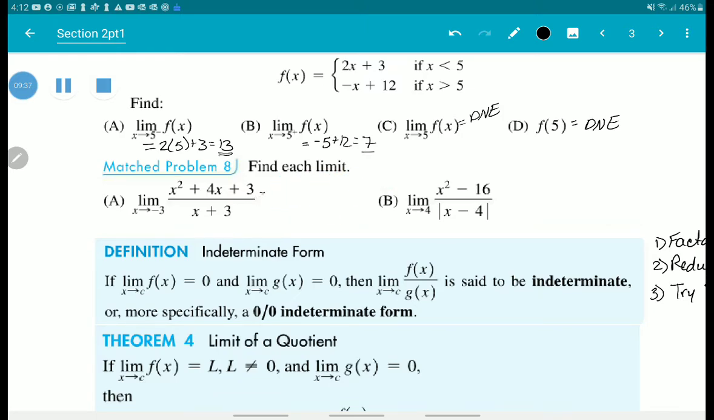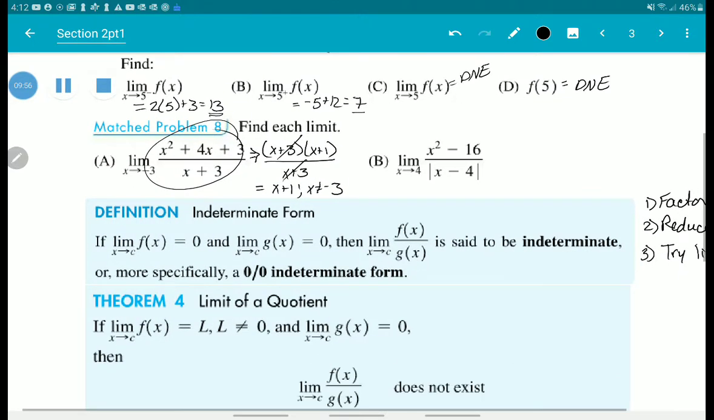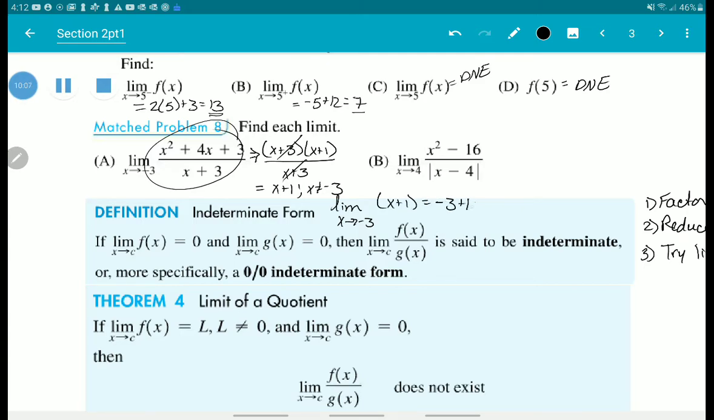So let's do that. If we were to factor, this factors into x plus 3 times x plus 1. And do you see how those x plus 3's cancel? So that function is going to look like the function x plus 1 as long as we don't substitute in a -3. So now if we were to take that limit again, we're going to plug it into x plus 1. We're going to have negative 3 plus 1, which is a negative 2.